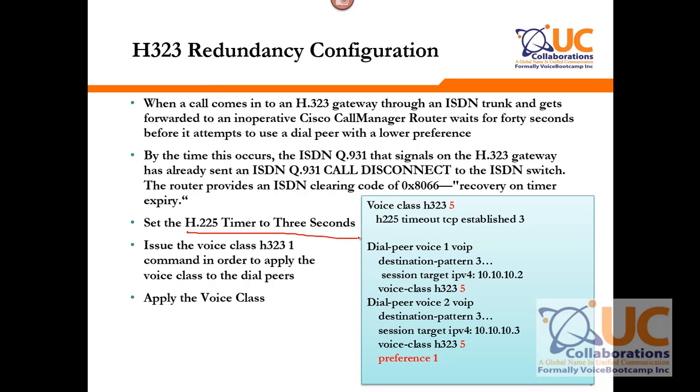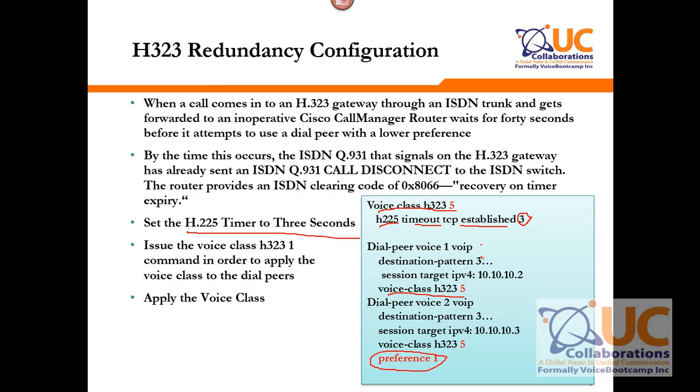What we have to do is create a voice class H.323. Right here, we're going to create a voice class H.323 with number 5, and that number could be 1, 2, 3, 4, it doesn't matter. In that particular subconfiguration, we're going to say h225 timeout tcp establish 3 seconds. So if the primary gateway does not establish a TCP connection within 3 seconds, then we're going to move to the secondary gateway. Once we create this voice class, you need to associate this class to both dial peers pointing to the primary and secondary gateways. In this case, for example, this H.323 class 5 is applied to dial peer 1 by saying voice-class h323 5. Of course, the secondary dial peer has a preference of 1, so that's the second choice.